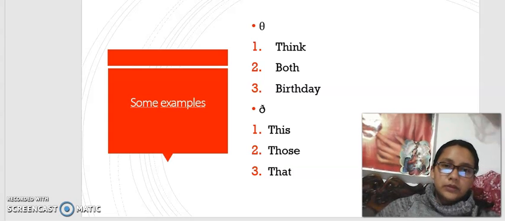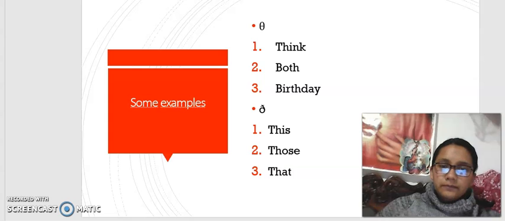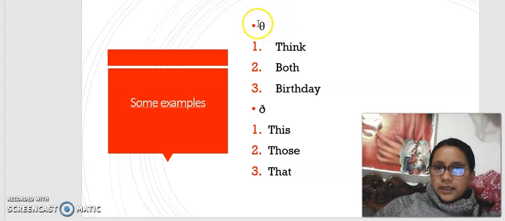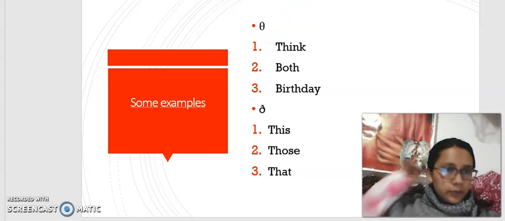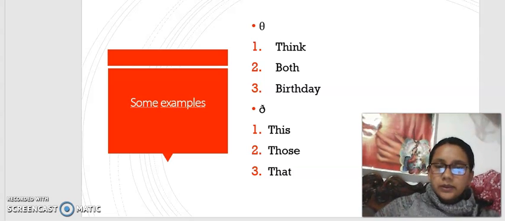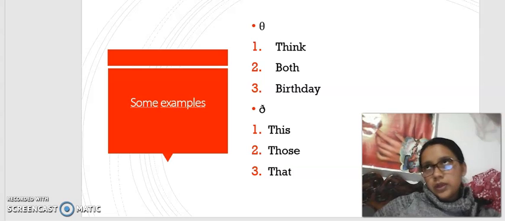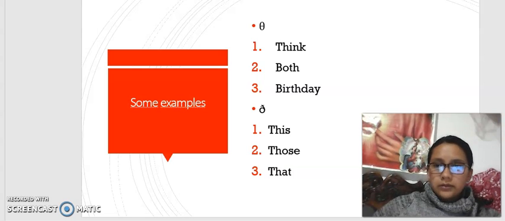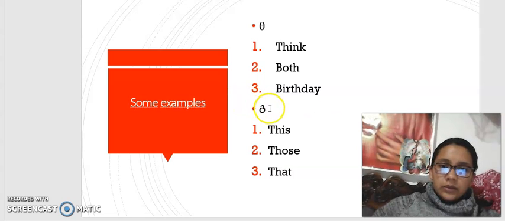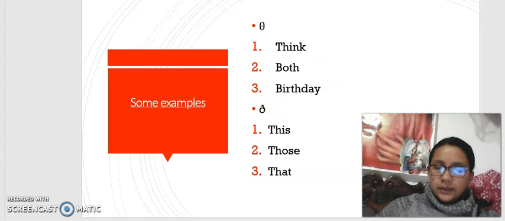Those are some examples. This is the voiceless sound. We can find this sound principally in words or nouns like think, both, birthday, or another. And this sound is voiced. We can find it in other words like this, those, that.